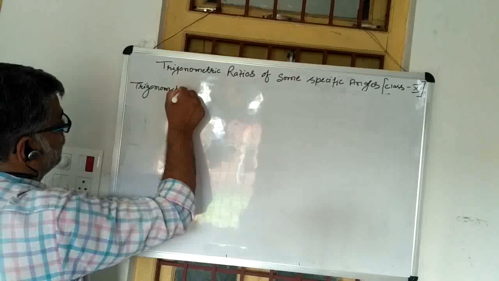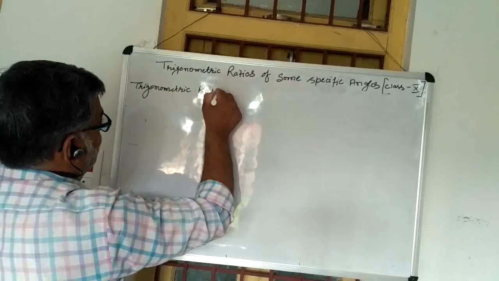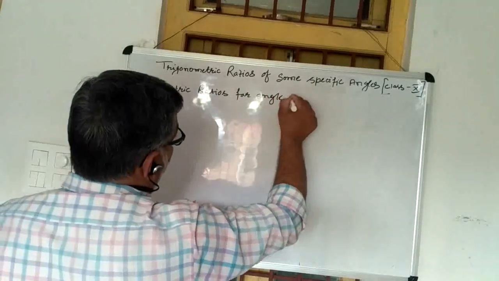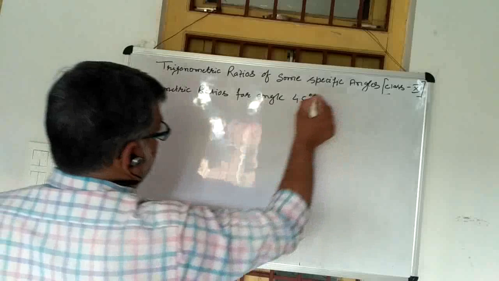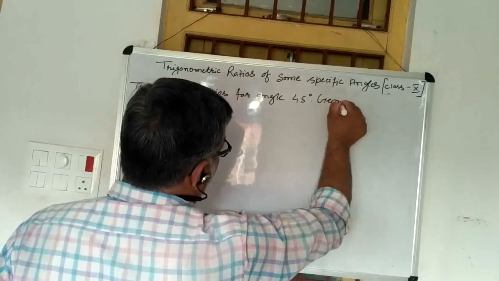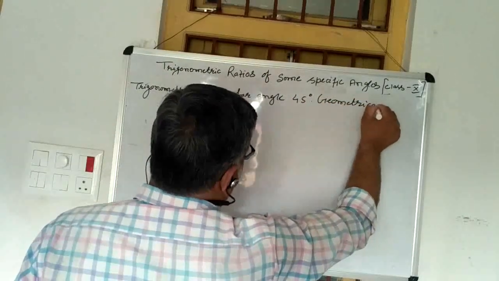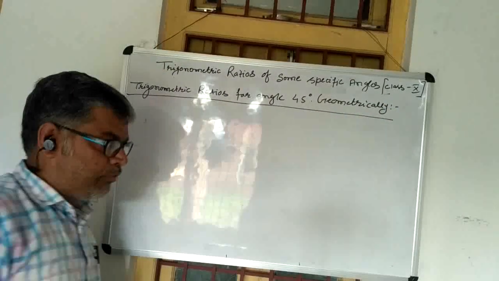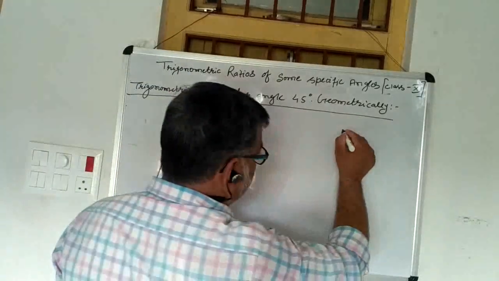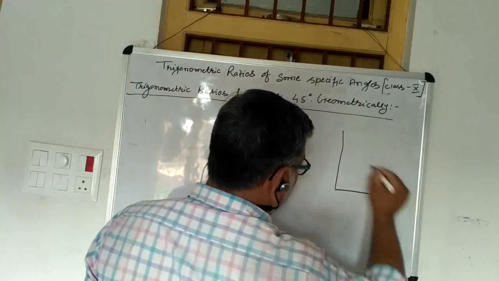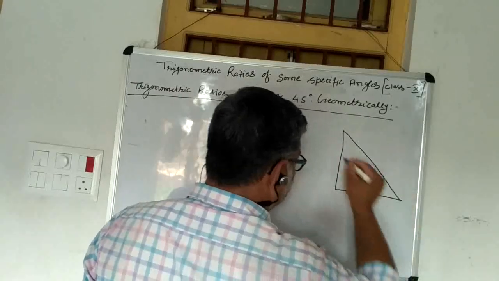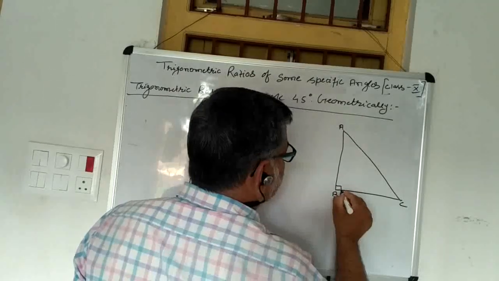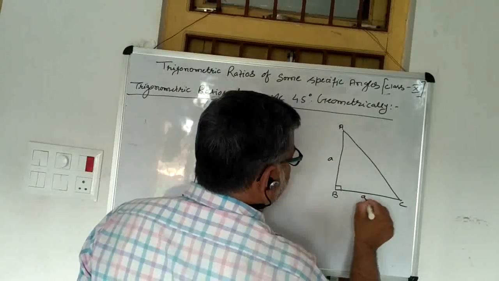Trigonometric ratios for angle 45 degree geometrically. Let's see how it can be found. So for this, first you draw an isosceles right triangle. This is isosceles right triangle ABC, right angle at B, and its equal sides are A.